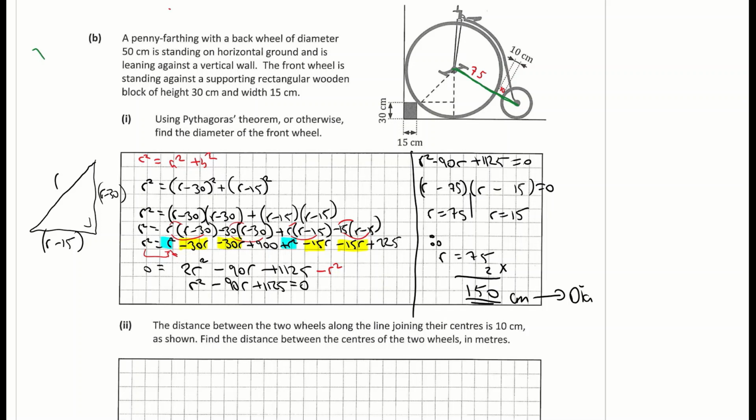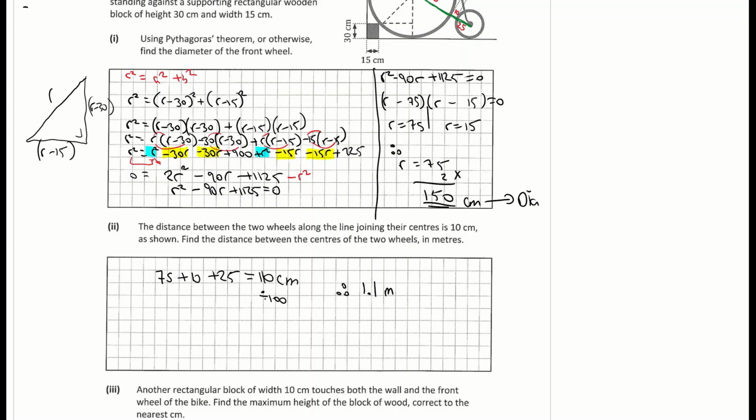If you go back up to the question here, it tells us that the back wheel has a diameter of 50 centimeters. So 50 divided by 2 would give me a radius of 25. So I basically just need to add those three lengths together. So therefore 75 plus 10 plus 25 will give me a total length of 110 centimeters. The question wants it in meters, so dividing by 100 to turn it into meters. So therefore it's 1.1 meters in length.